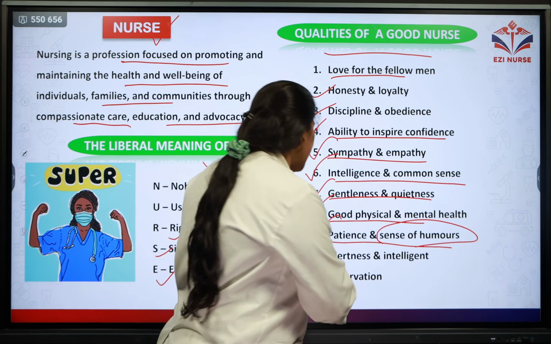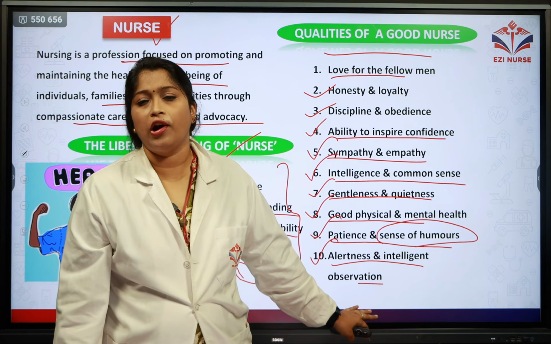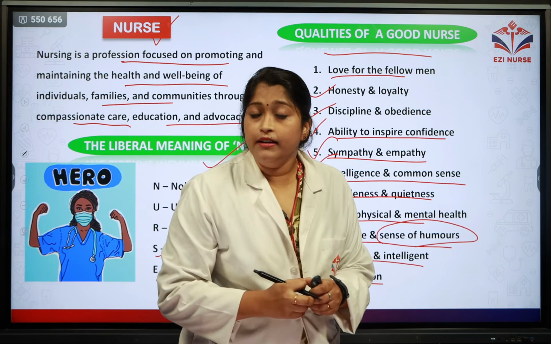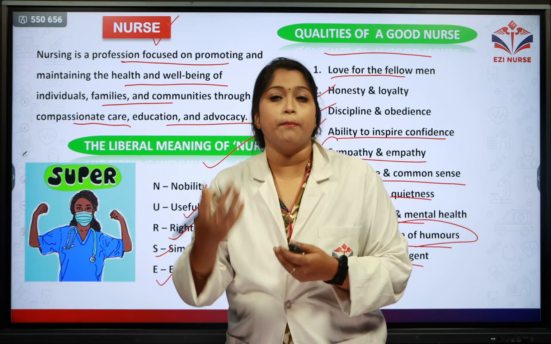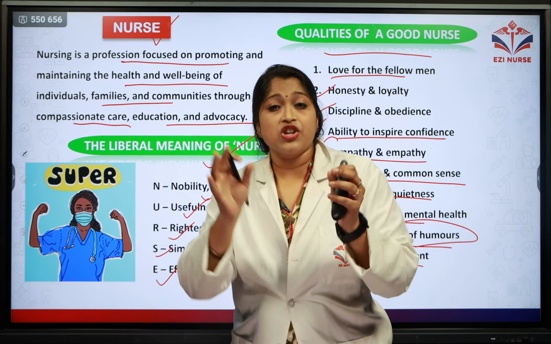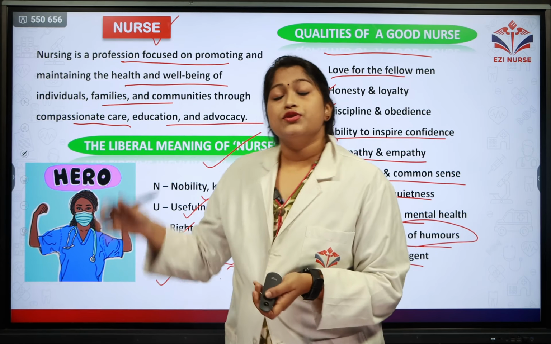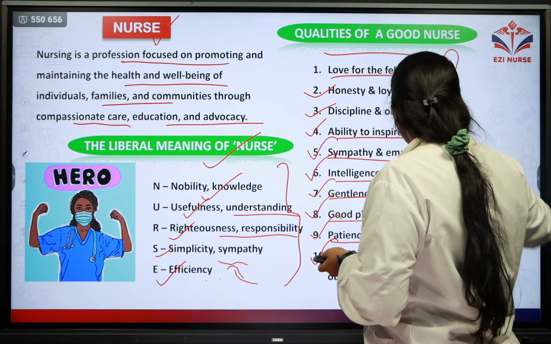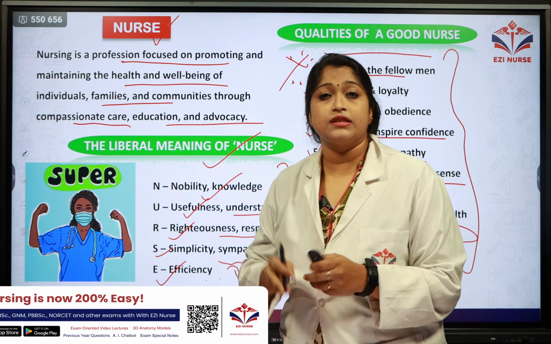And the next quality is alertness and intelligent observation. This is the most important quality. You should be very alert, and intelligent observation is necessary when you are assessing the patient. If your observation skills are bad, then you cannot assess the patient properly. So these are the different and important qualities of the nurse, which is one of the important questions for a 5-marker.